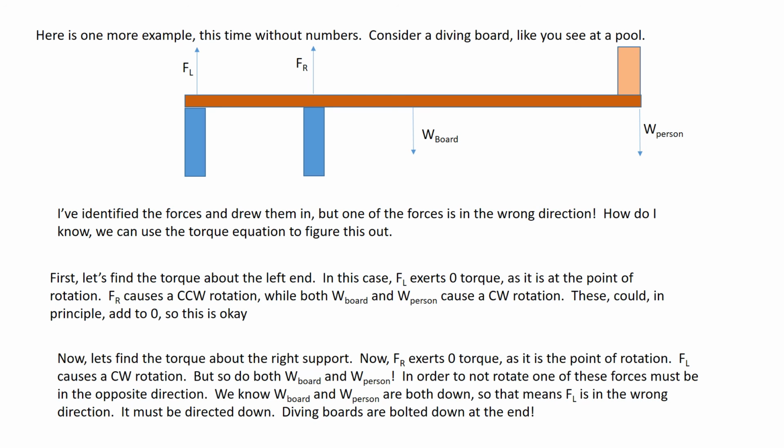Now I know that the weight of the board and the weight of the person are both down, so the only one that could be wrong is F sub L. F sub L has to be in the wrong direction. It has to be directed down. Diving boards are always bolted down at the end. Hopefully this little lecture will make sense with equilibrium and torques. This is about what I would expect you to be able to do on exams and tests.